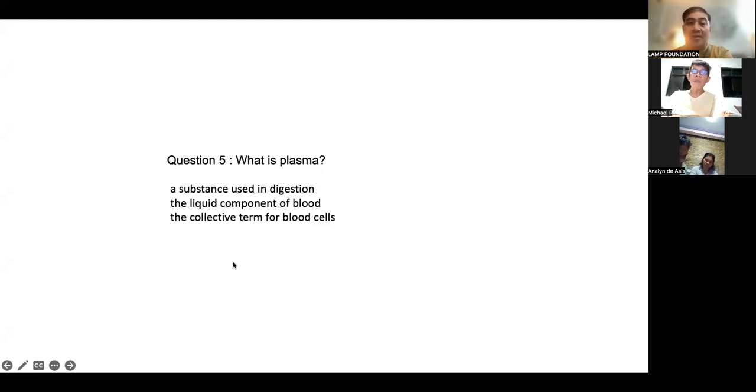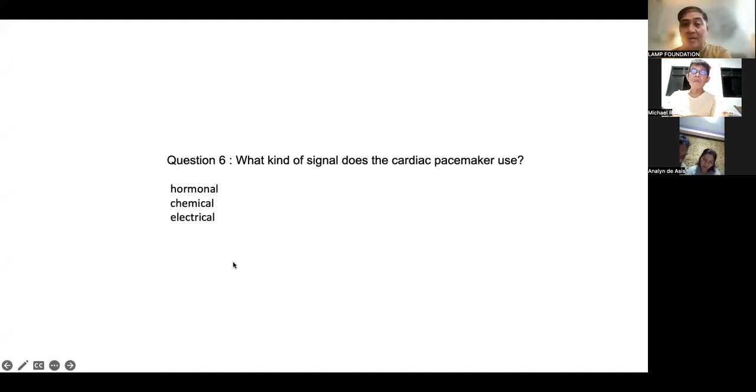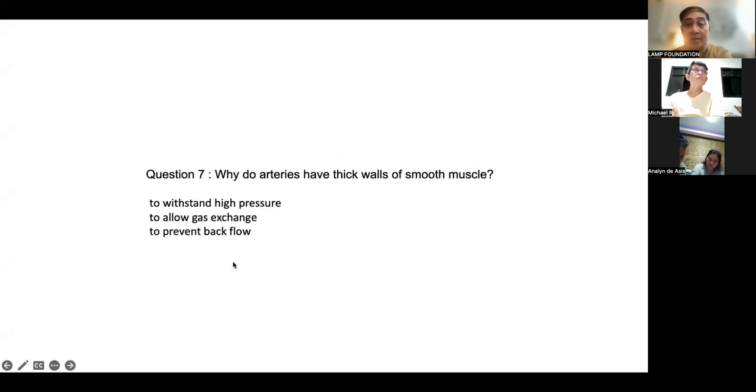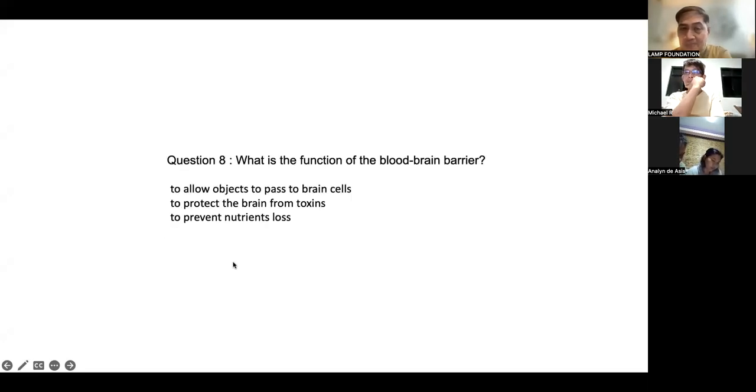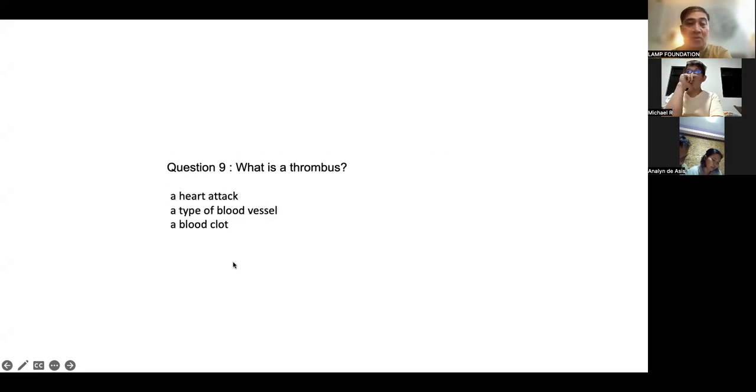What is called when plaque builds up in the arteries? Arteriosclerosis. Okay. What is plasma? The liquid component of blood. What kind of signal does the cardiac pacemaker use? Electrical. Why do arteries have thick walls of smooth muscle? To withstand high pressure. What is the function of the blood-brain barrier? To protect the brain from toxins. What is a thrombus? A blood clot.